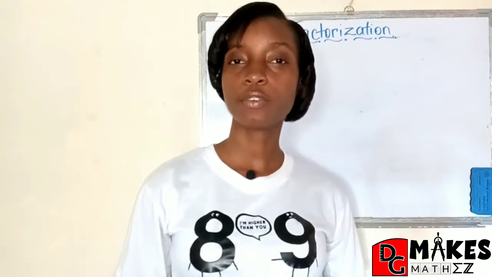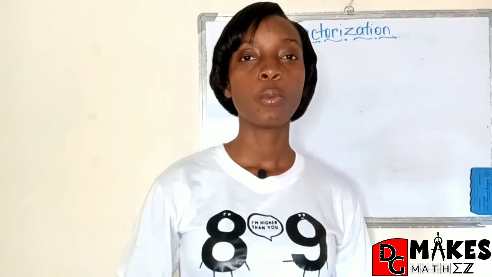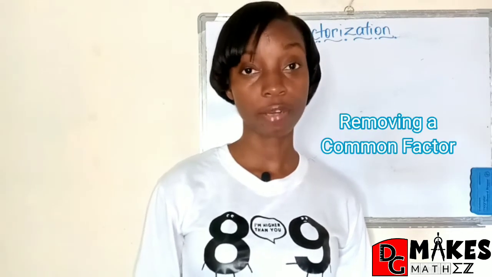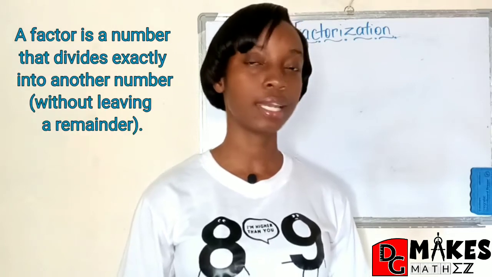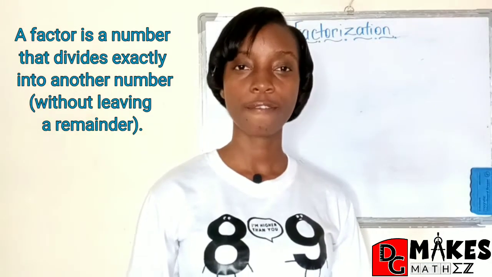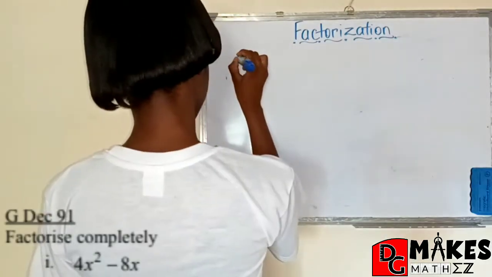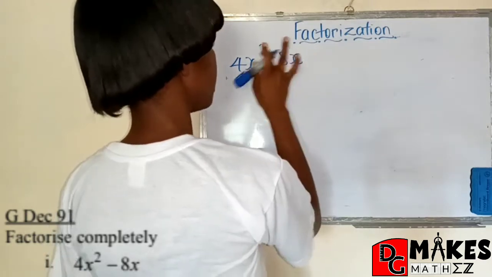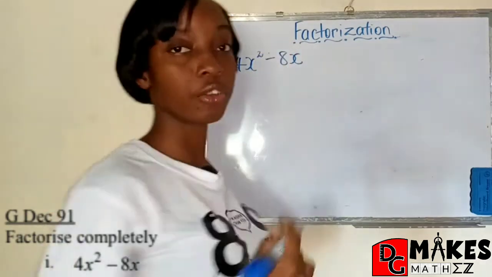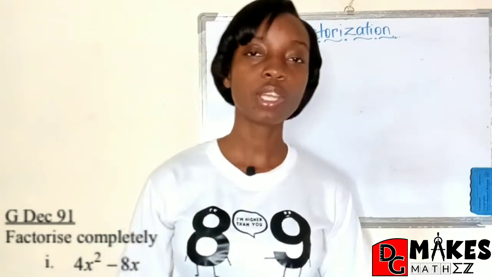So our first set of questions are going to deal with basic factorization, where you are simply removing a common factor. Now, I hope you remember what a factor is, and if not, then there's a little reminder here for you. Now, let's take our first question, and we are factorizing 4x squared minus 8x. Now, these questions usually read factorize, or it says factorize completely. Whether or not it says completely, you're going to factorize it completely.